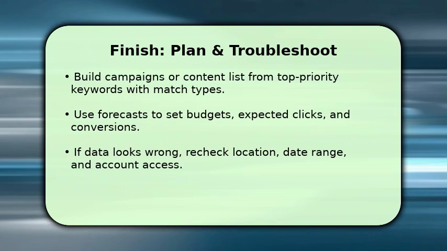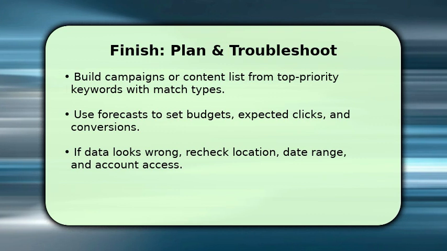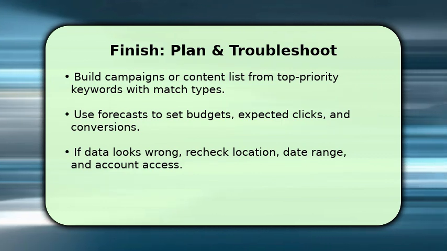To finish, convert prioritized keywords into a practical plan. Assign match types, add groups or content pages, and set initial bids based on top-of-page estimates. Use the forecasting tool to project clicks, impressions, and cost so you can set realistic budgets and KPIs. Then schedule tests and iterate weekly.